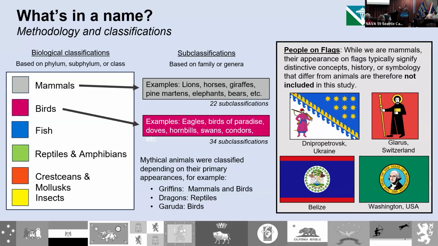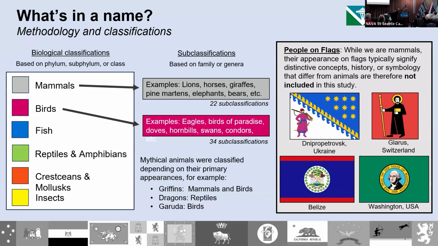Something to note, people on flags. Obviously, we all know there are people on flags across the world. And while people are, of course, mammals, I did not include people primarily because I'm talking about things that live in a zoo, and people could say humans live in zoos, but for the sake of this study, I did not include humans on flags.